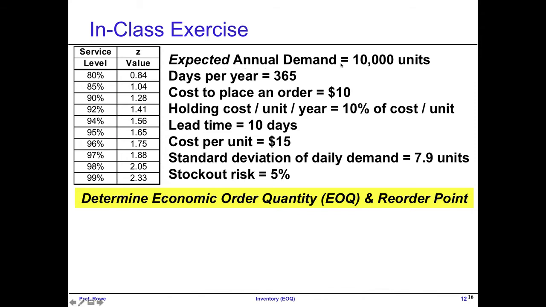Here we have our expected annual demand. Now we're looking at an expected value instead of a known and constant demand, given our other values, days per year, etc. We want to calculate the economic order quantity and reorder point. And here we see our stock out risk of 5%. So I'm going to ask you to once again pause the video and calculate the EOQ and the reorder point, and the reorder point will include the safety stock value. Once you've done that, go ahead and restart the video and we will work through it together.